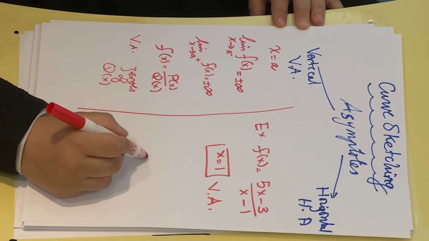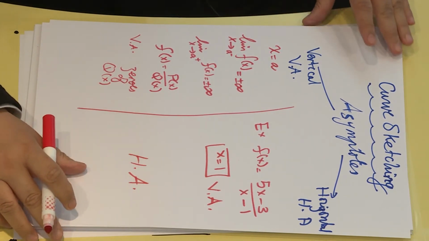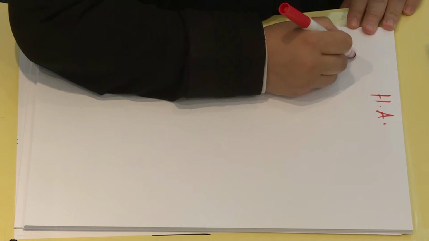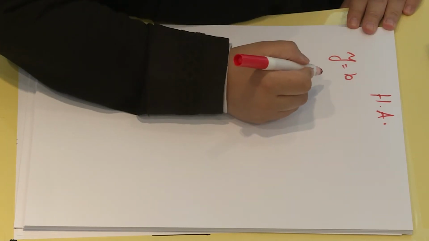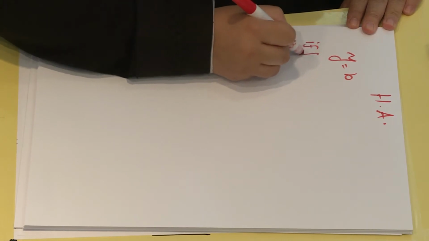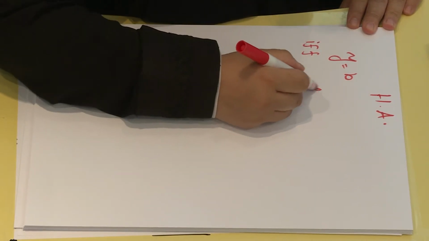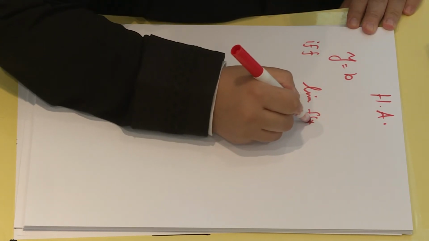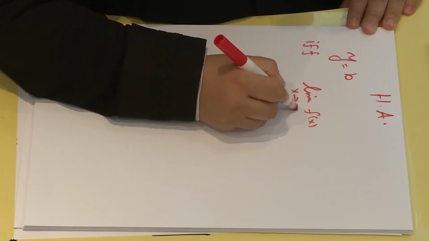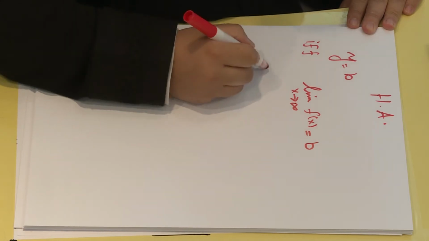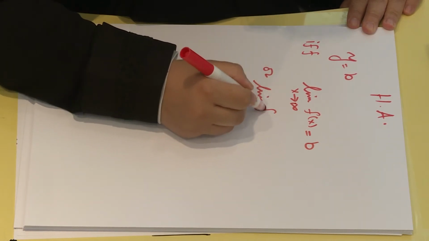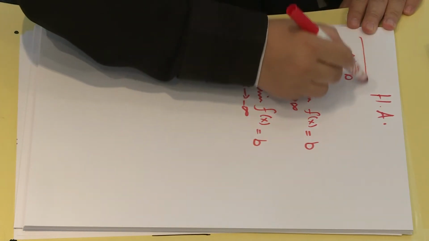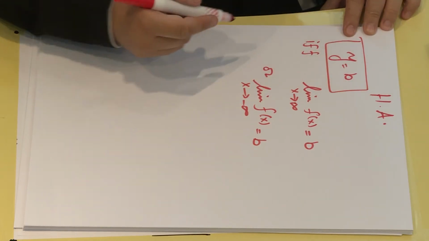Next, we move to discussing horizontal asymptotes. For horizontal asymptotes, we call a line y equals b a horizontal asymptote if and only if it satisfies one of the following: limit of f of x as x goes to infinity is equal to b, or limit of f of x as x goes to minus infinity is equal to b. In such case, this will be our horizontal asymptote.